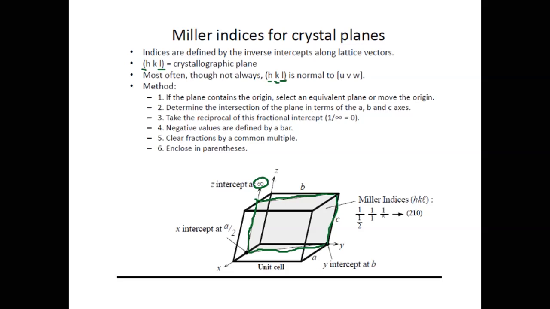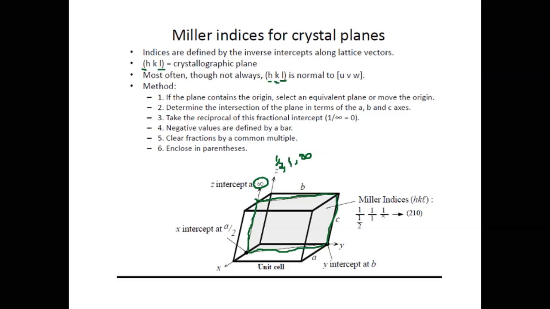The next thing you need to do after you've determined it's not on the origin is determine where it intersects on the A, B, and C axes. For the z, we knew it was infinity because it never crosses the z-axis. For A, or for X, it's 1/2 the A axis. So we would say 1/2 for A, and for Y, it crosses at 1. So these are the coordinates of this plane.